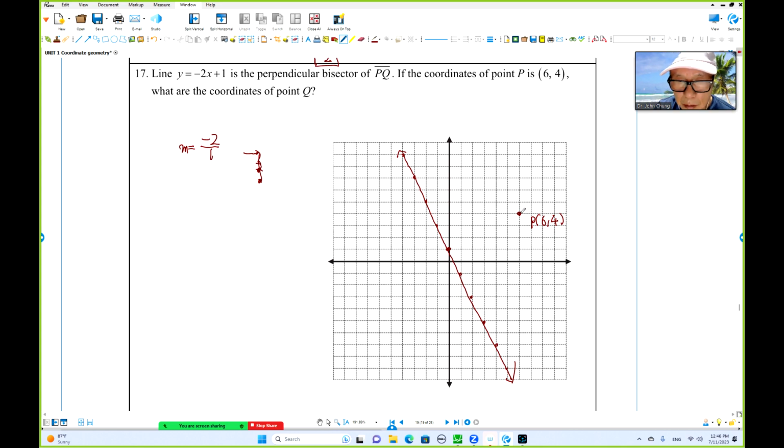So we have to know the slope. If we want to use the graph over here, we have to find the slope of this line. What is the slope of this line? Negative 2 over 1, right? Negative 2.